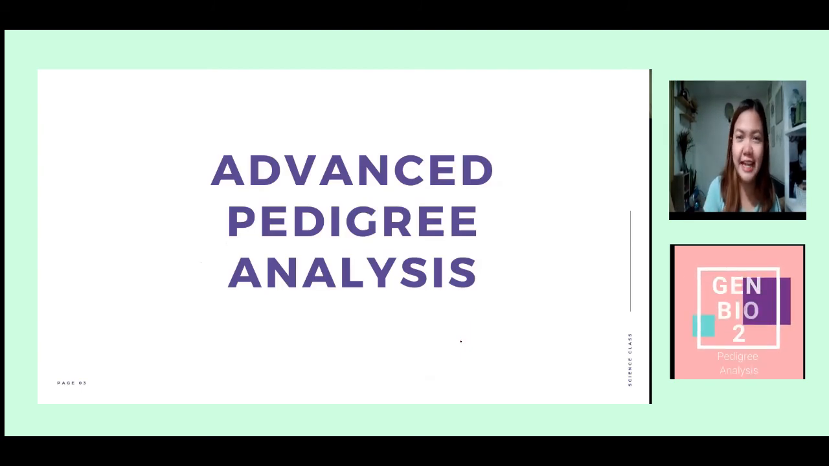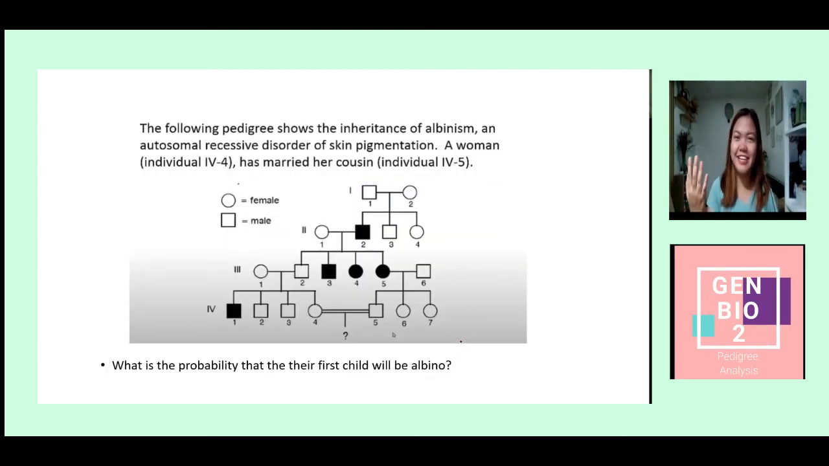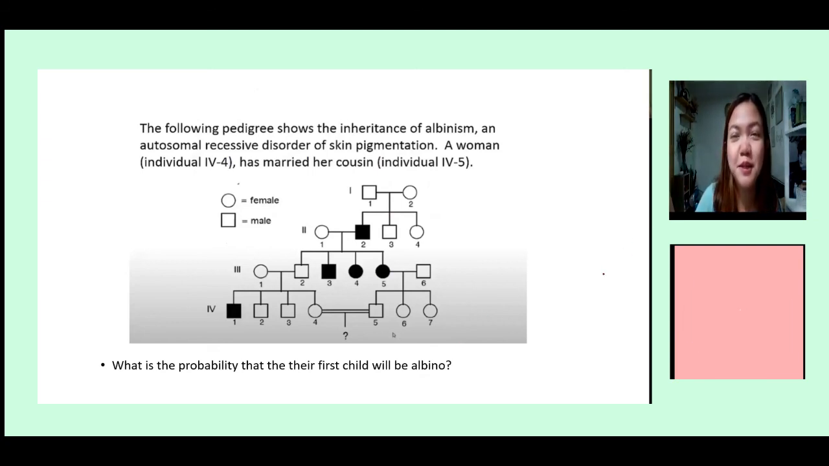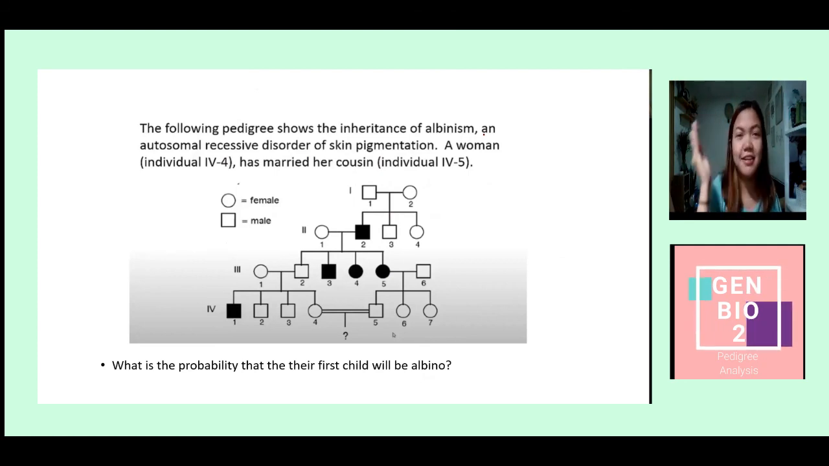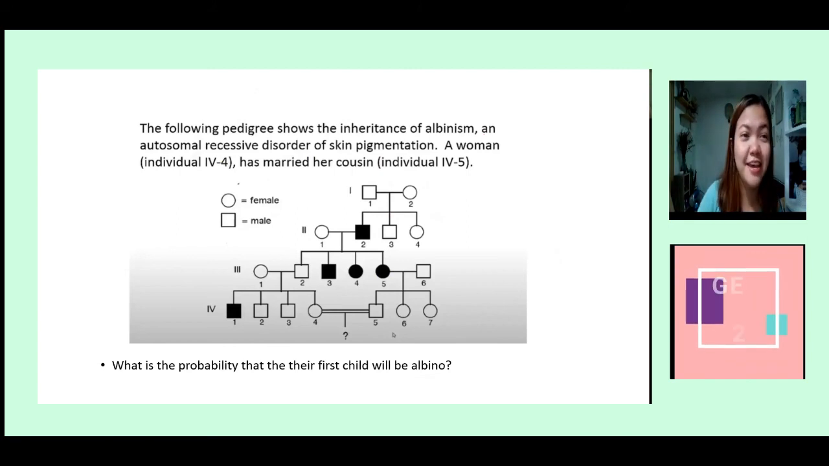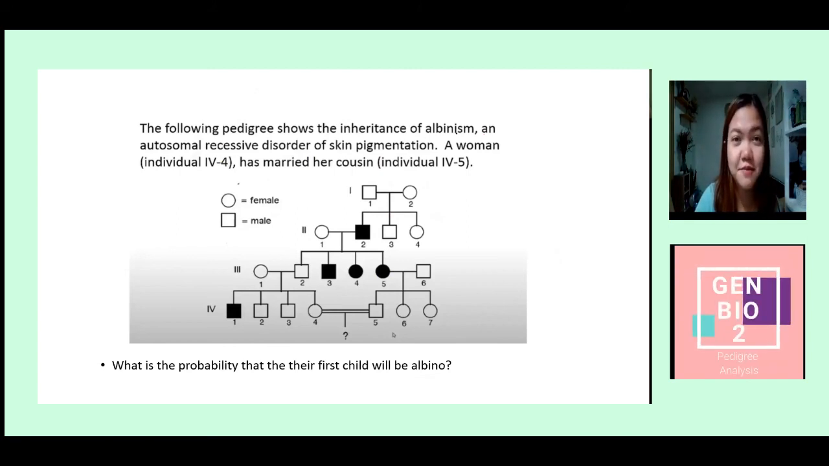Okay, advanced pedigree analysis. So here in advanced pedigree analysis, we're gonna use the law of multiplication as probability, last discussion. Okay, so the following pedigree shows the inheritance of albinism, an autosomal recessive disorder of skin pigmentation. So a woman, individual 4-4, has married her cousin, individual 4-5.